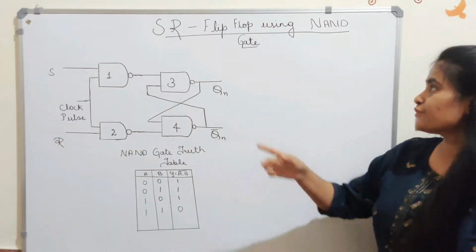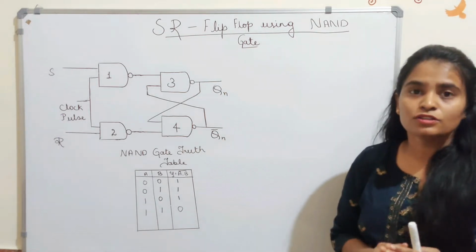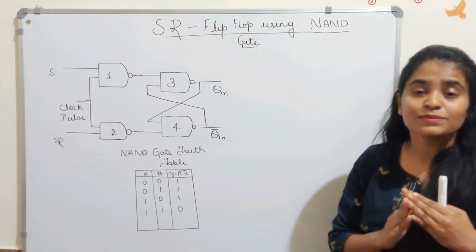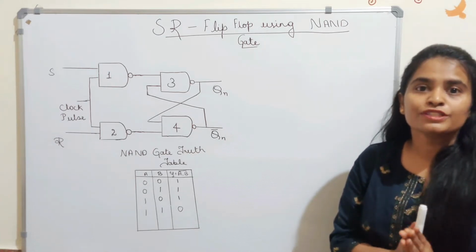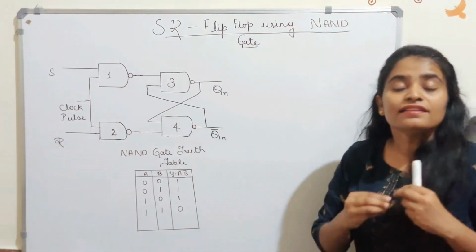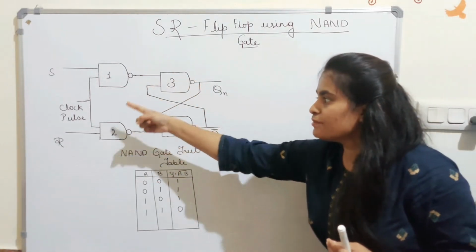Hi, today we are going to run through the topic SR flip-flop using NAND gate. SR flip-flops are also known as SR latch. It is a 1-bit memory bistable device which has two inputs. The first input is set, which in the circuit I have named S, and the second input is reset, which in the circuit I have named R.